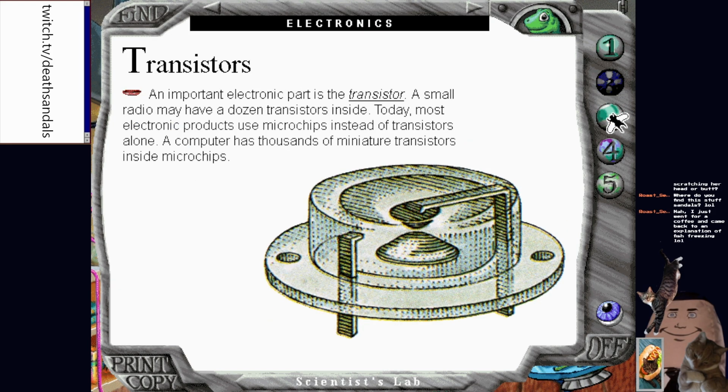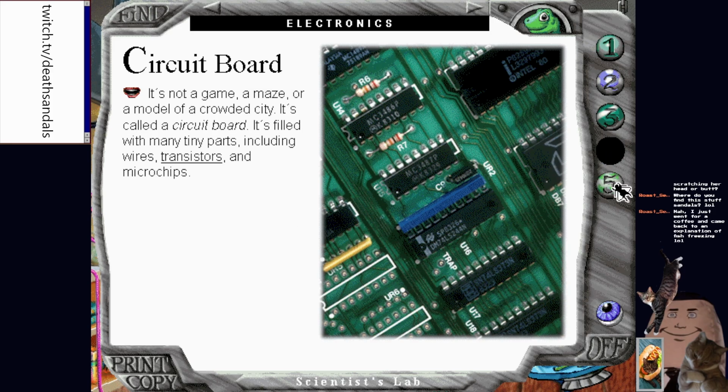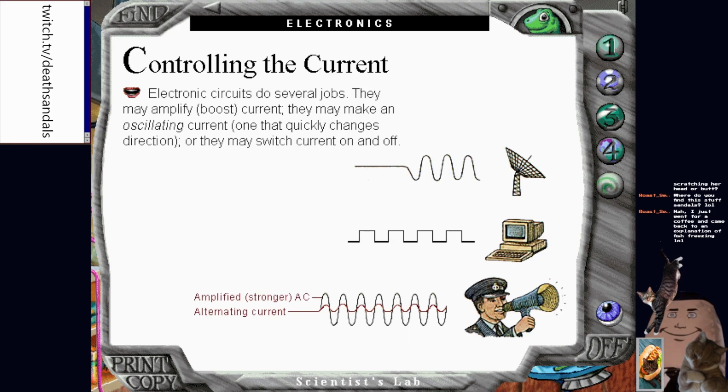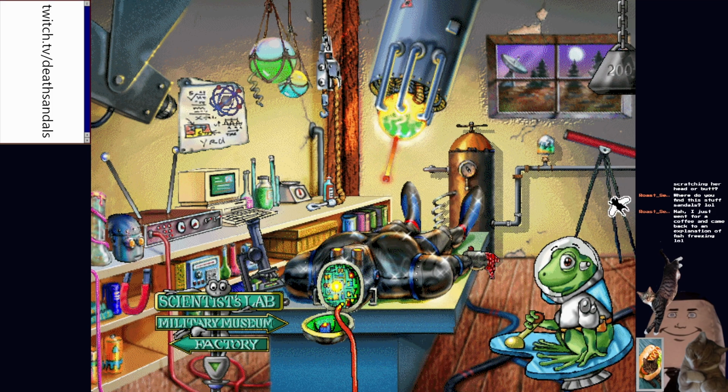Transistors, microchips, circuit boards. Controlling the current. Electronic circuits do several jobs.